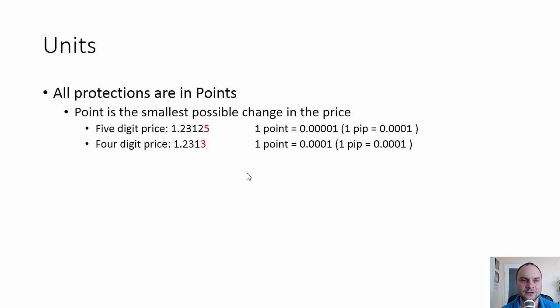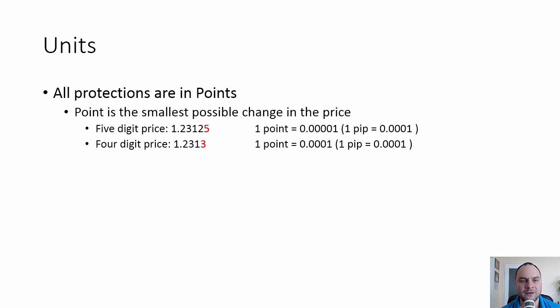Let's start with the units. All levels in the Forex Strategy Builder Professional are set in points. Also stop loss, take profit and other protection. What is a point? Point is the least possible change that the market can make.